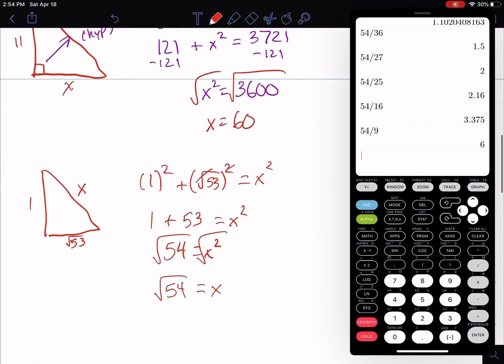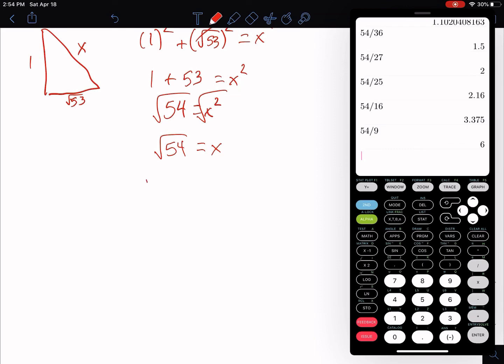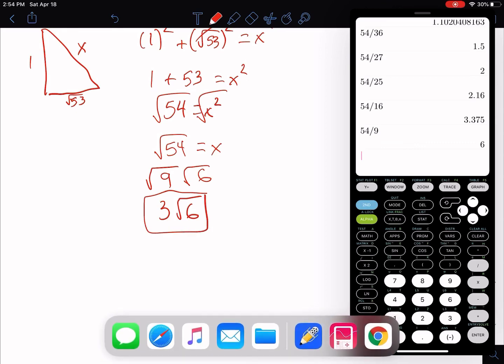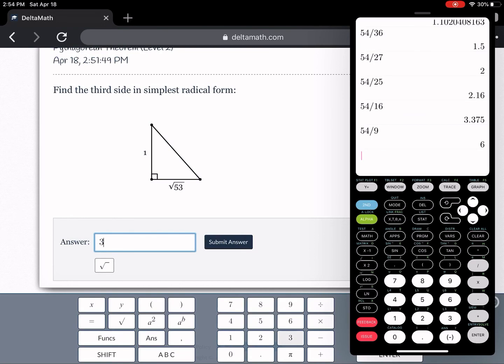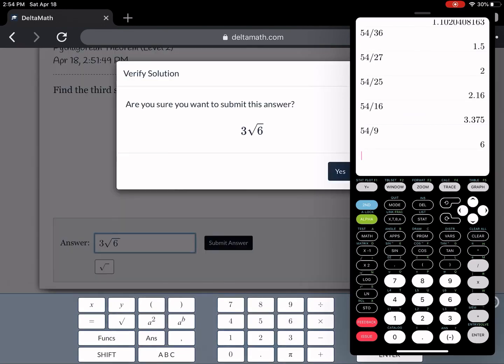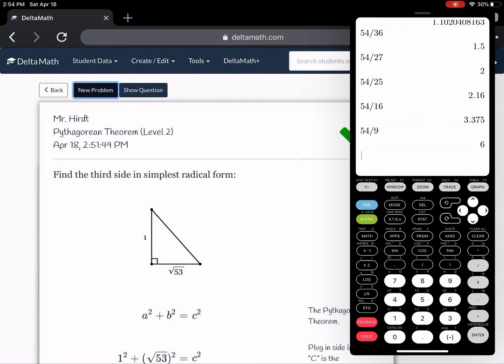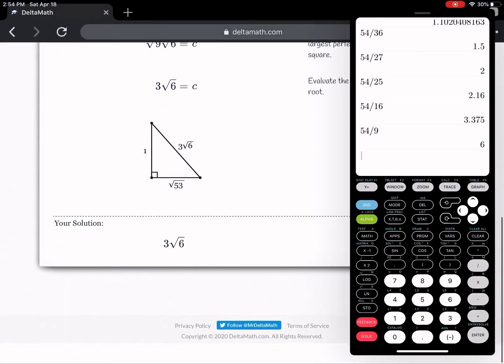Okay, so because I got 9 to work, I'm going to break this radical 54 up into radical 9 and radical 6. Remember, the perfect square must come first. The final step here is to simplify, and I can simplify that radical 9 into a 3, but I leave the radical 6. So my final answer here is 3 radical 6. Let's check that, see if we get the right answer. So I'm going to type 3 radical 6, submit answer. I can see that green check mark there behind my calculator. I got it right, and I'm good to go.